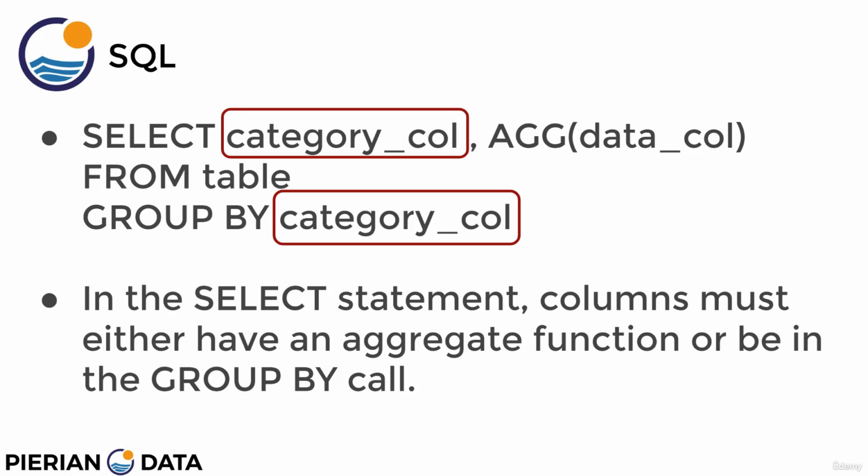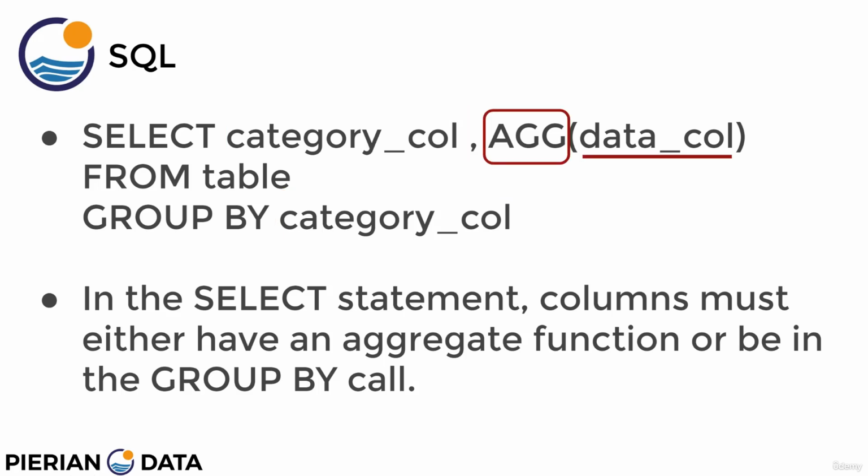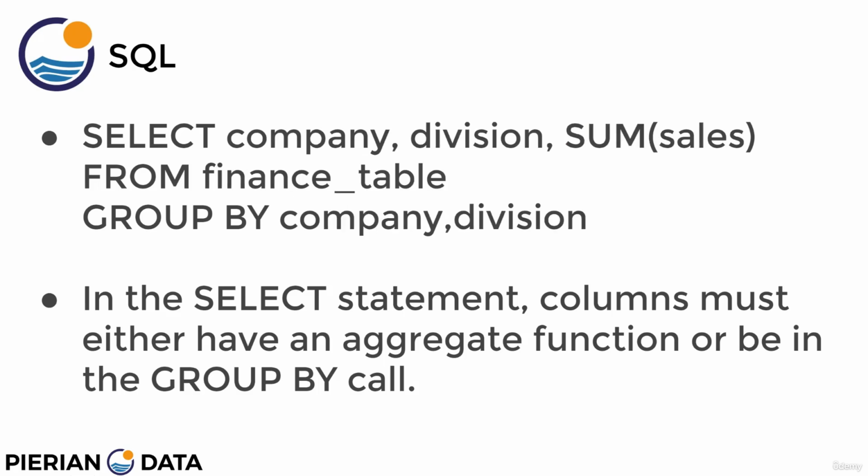So notice here, I've decided to select the category column, then that particular column must also appear in the group by statement. The only exception to this is if I'm calling some sort of aggregate function on the column itself. So in this case, because I'm aggregating something on the data column, it does not need to be included in the group by statement. So let's imagine a different example.